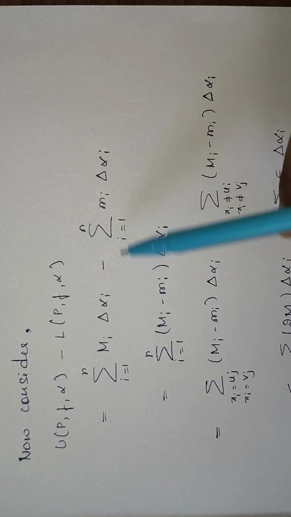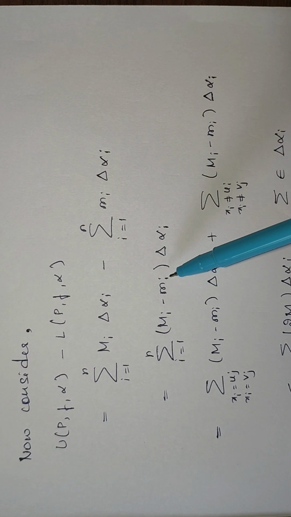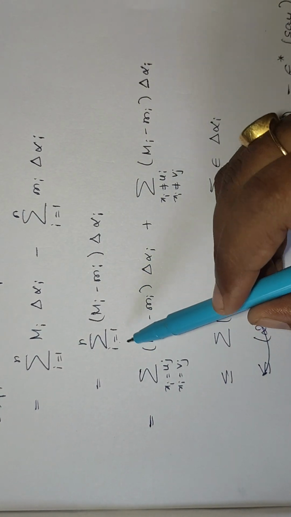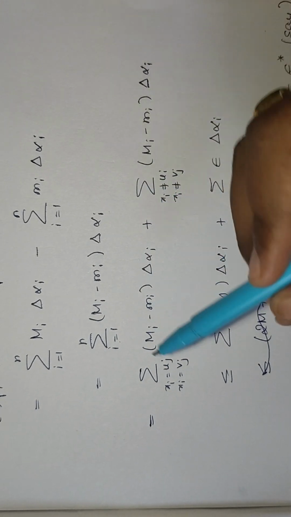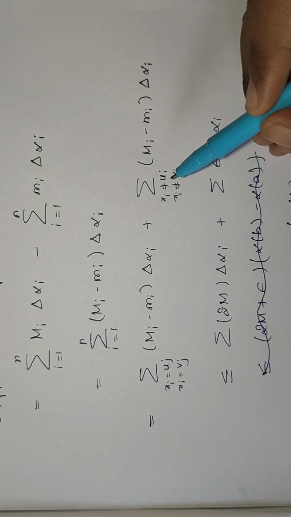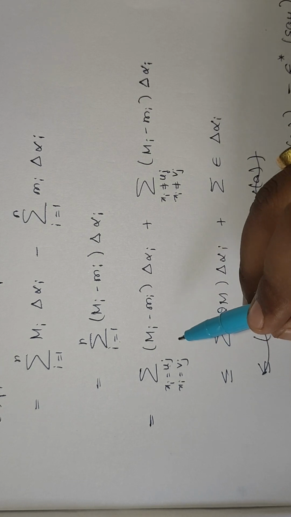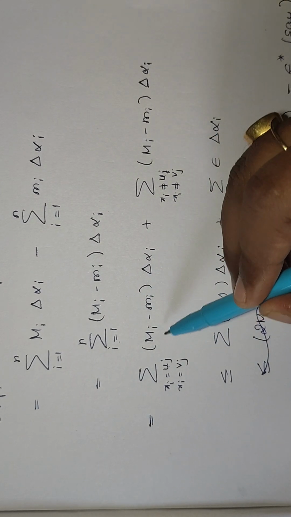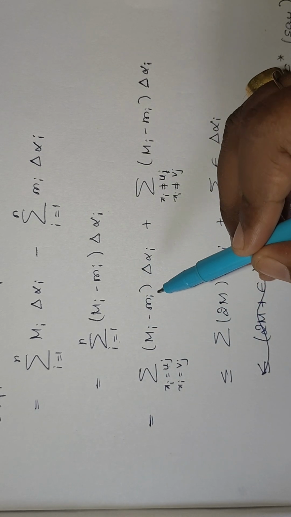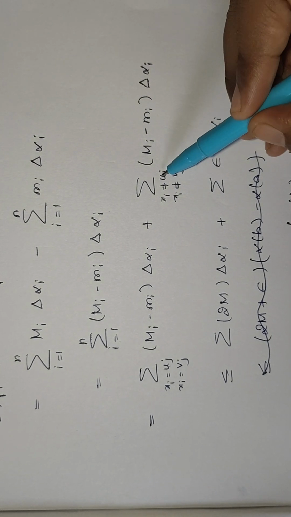Now in these two summations, I will take delta alpha i common. So if I take that, Mi minus small mi into delta alpha i, I'll get this. Here I am splitting this single summation into two summations. One where xi equals uj or vj, and this summation where xi does not equal uj or vj. So here I have two conditions for this Mi minus small mi. This will be less than or equal to 2M for all i where xi equals uj or vj, and this is less than epsilon where xi is not equal to uj or vj.